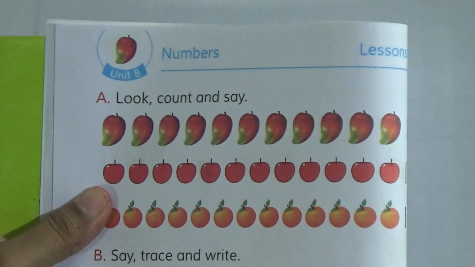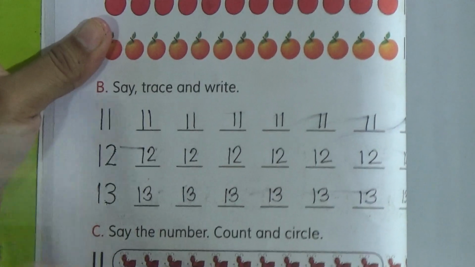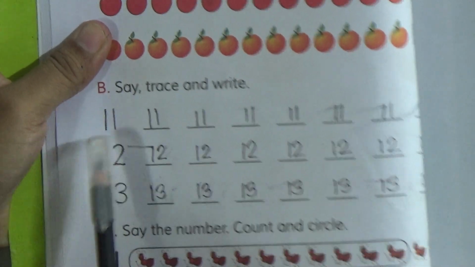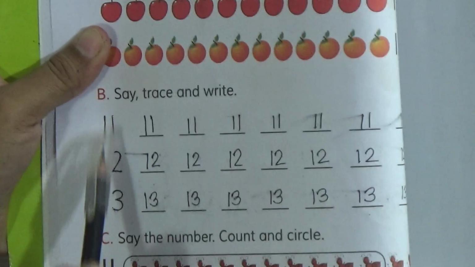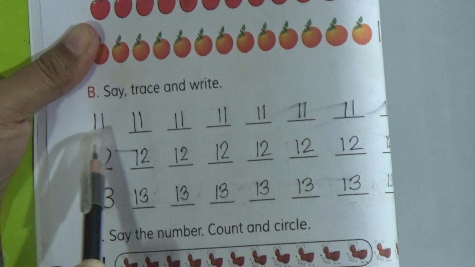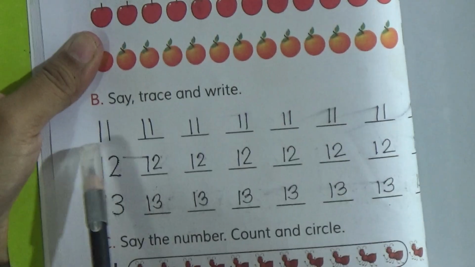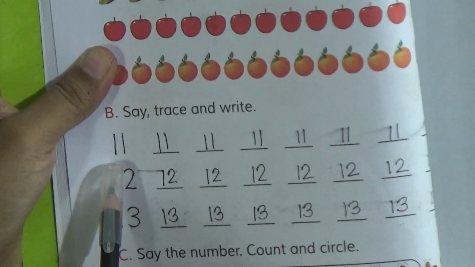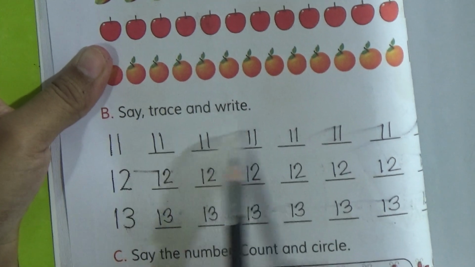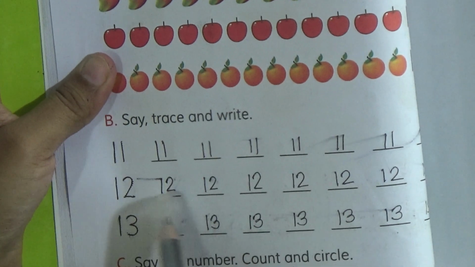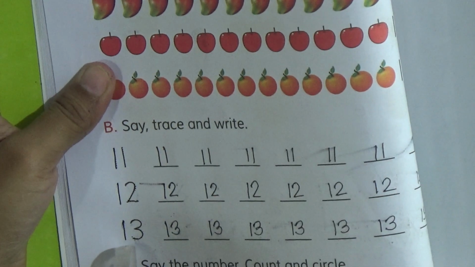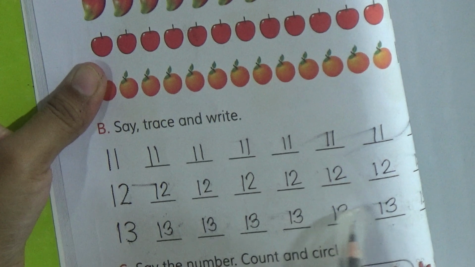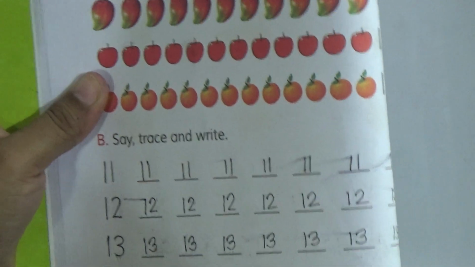Number B, say, trace and write. This is 11, 12 and 13. There are some dots here and you have to fill up the dots at first, and then in this row you have to write 11 as the first number is 11 here. In this line you have to write 12, and 13 is here and you have to write 13 in this line.